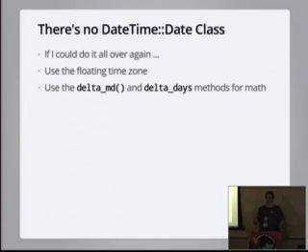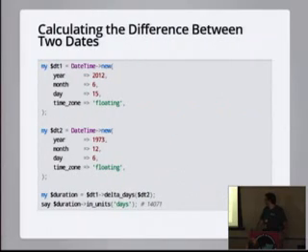MD is months and days. So you can ask it, what's the difference in months and days between these two dates? What's the difference just in days? The default subtraction gets all the units. So days, months, minutes, seconds. So that's my recommendation if you just need to do date-only work.